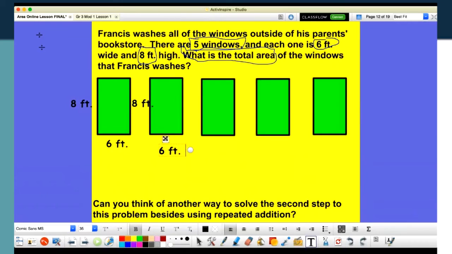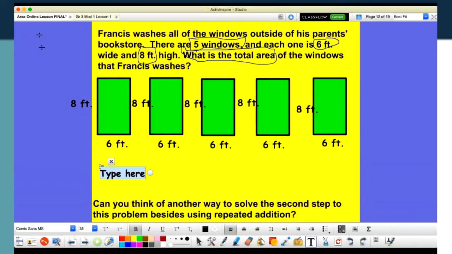Okay, and so I have the same length. Now, it's not asking just for the area of one window. It's asking for the total area of all the windows put together. So this involves a couple of steps. The first thing that I need to do is find the area of one window.